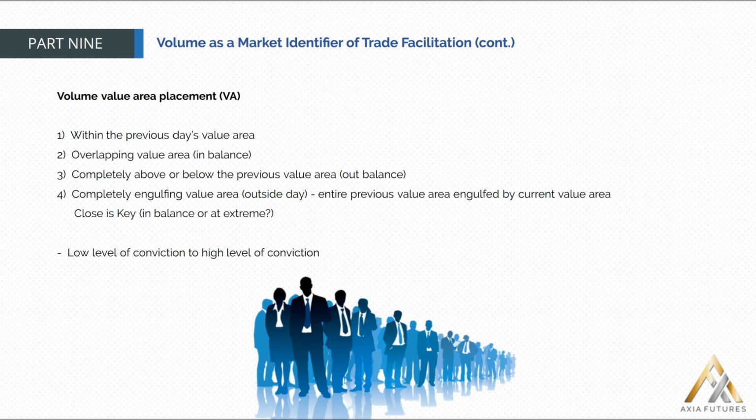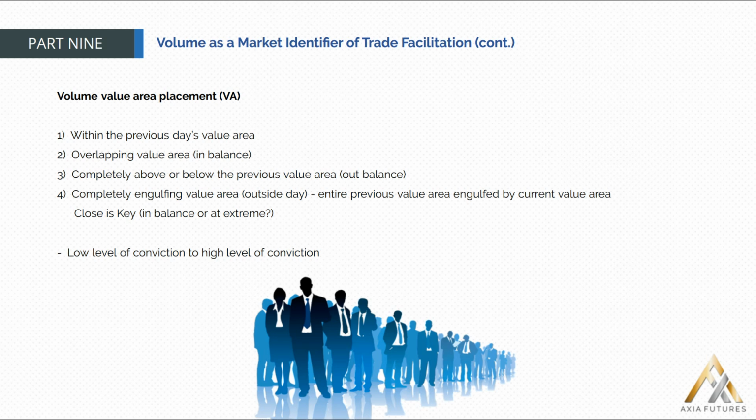The second example is where we have a little bit of overlap, or a percentage of overlap, between today's value area and the previous day's value area. Remember, this is still a balanced market, so it's not the highest level of conviction, but it's slightly more convicted than a value area completely within the previous day's value area. The next level is where the value area is trading completely above or below the previous day's value area. Note this is when a market is slightly out of balance.